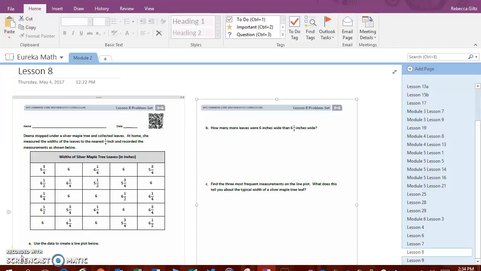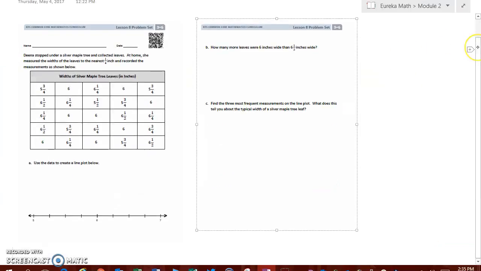All right, we are on lesson 8, problem set. This lesson is just more practice with line plots. So we're going to go through it. It's very similar to lesson 7, just more practice.